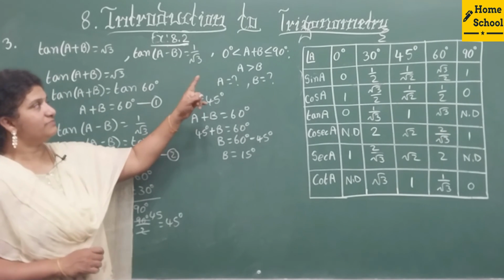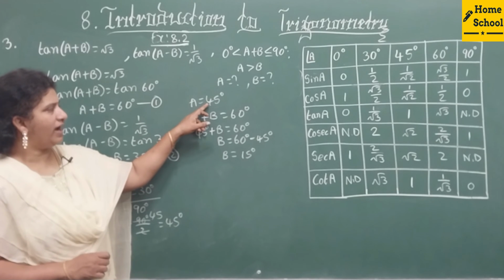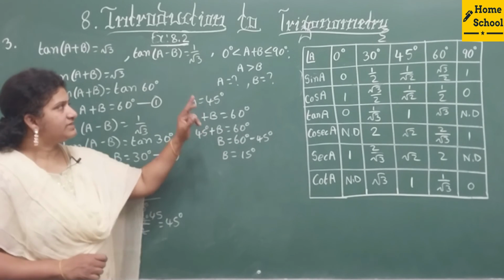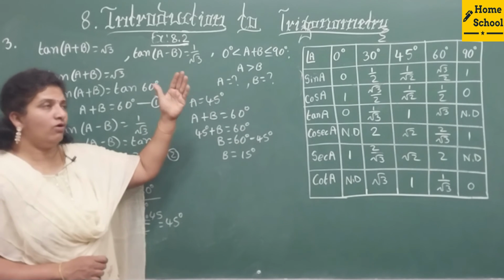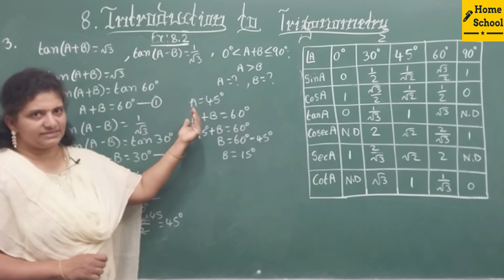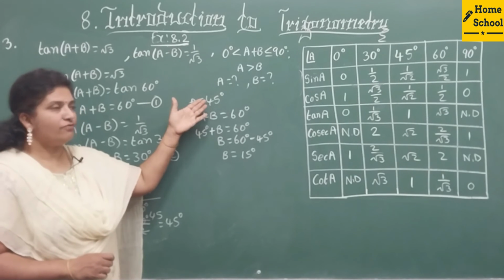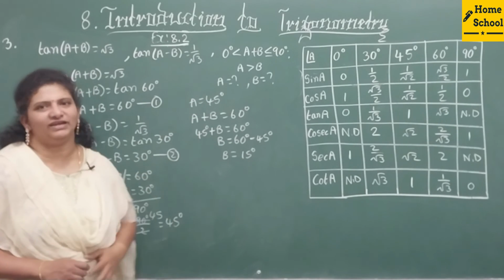Right? And observe there A plus B, if you add 45 plus 15 it will be 60 degree. 60 degrees greater than 0 and less than 90. Yes, it is correct. And check whether A is greater than B. Yes, 45 degree is greater than 15 degree.